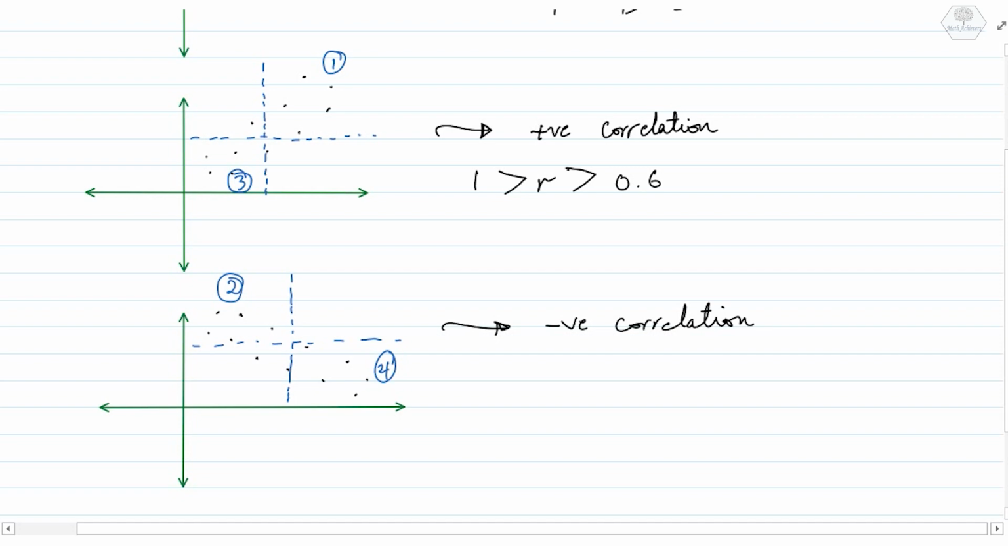of R would be less than negative 0.6 and greater than negative 1. But it's not a negative 1 because it's not a perfect negative correlation.